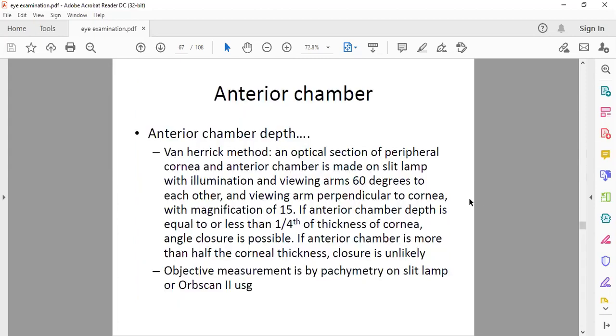ratio. This ratio is nothing but the ratio of anterior chamber depth and thickness of cornea. So if the anterior chamber depth is equal or less than 1/4 of thickness of cornea, then angle closure is possible. So this is called the von Herick method. Basically, von Herick method is used to assess whether the angle is occludable, meaning the angle can close, or the angle is not occludable. So for that we have to put the patient on slit lamp, and we have to compare the thickness of cornea with the anterior chamber depth.